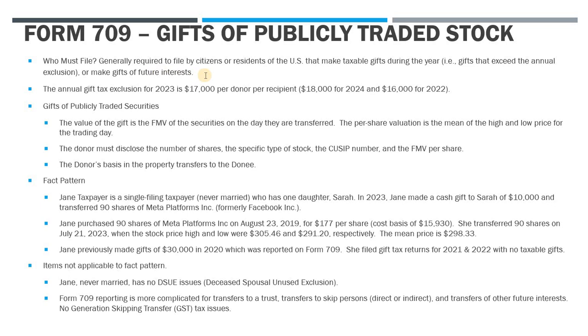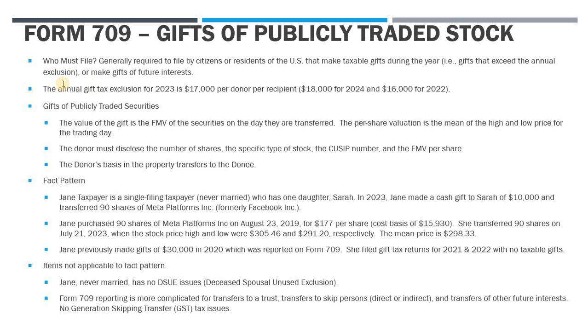Generally speaking, these are filed by individuals that are U.S. citizens or U.S. residents. And they have to file them if they make either taxable gifts during the year or they make a gift of future interest. Now, a taxable gift is a gift of a present interest that exceeds the annual exclusion. So not all gifts have to be reported, right? If you have a gift that's under the annual exclusion, generally you don't have to do anything. But if you exceed the annual exclusion, which for 2023 is $17,000, you've got to file the 709 to report the excess as the taxable gift.